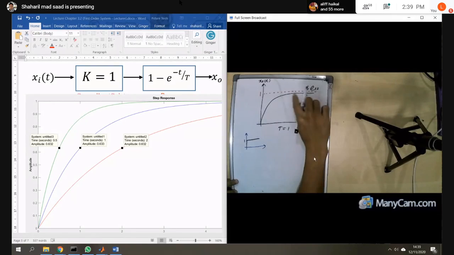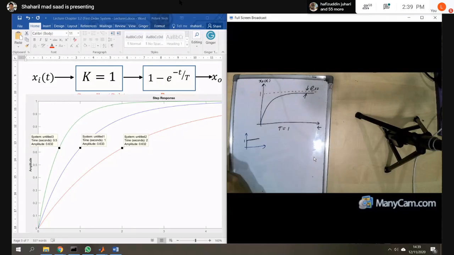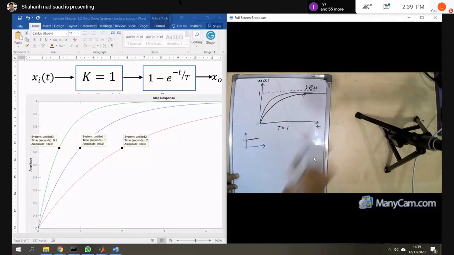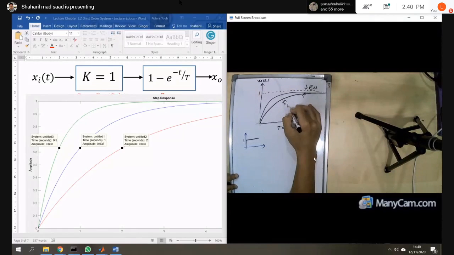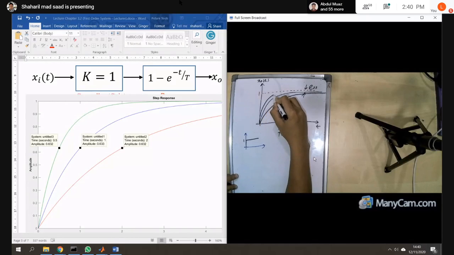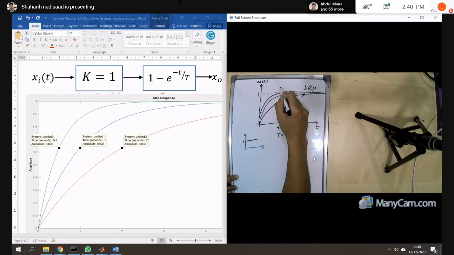So when you put T equal to 1, you will see this kind of graph. When you put T equal to 2, the graph will be like this. This one is T equal to 2. And when T equal to 0.5, you will see this graph. So this is T equal to 0.5.